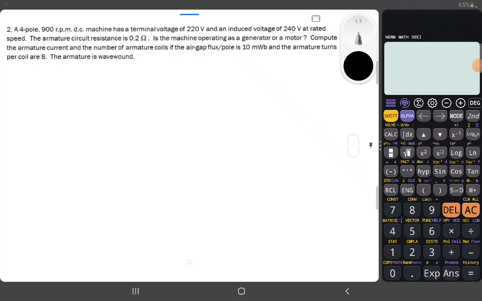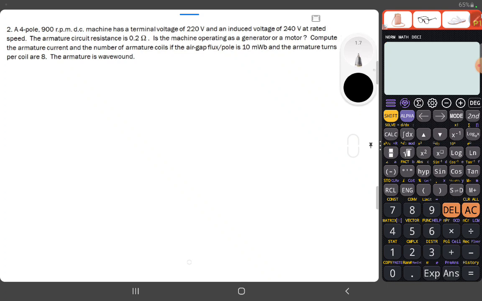So let's have our problem number 2 for your generator. A 4-pole 900 RPM DC machine has a terminal voltage of 220 volts and an induced voltage of 240 volts at rated speed. The armature circuit resistance is 0.2 ohm. Is the machine operating as a generator or a motor?